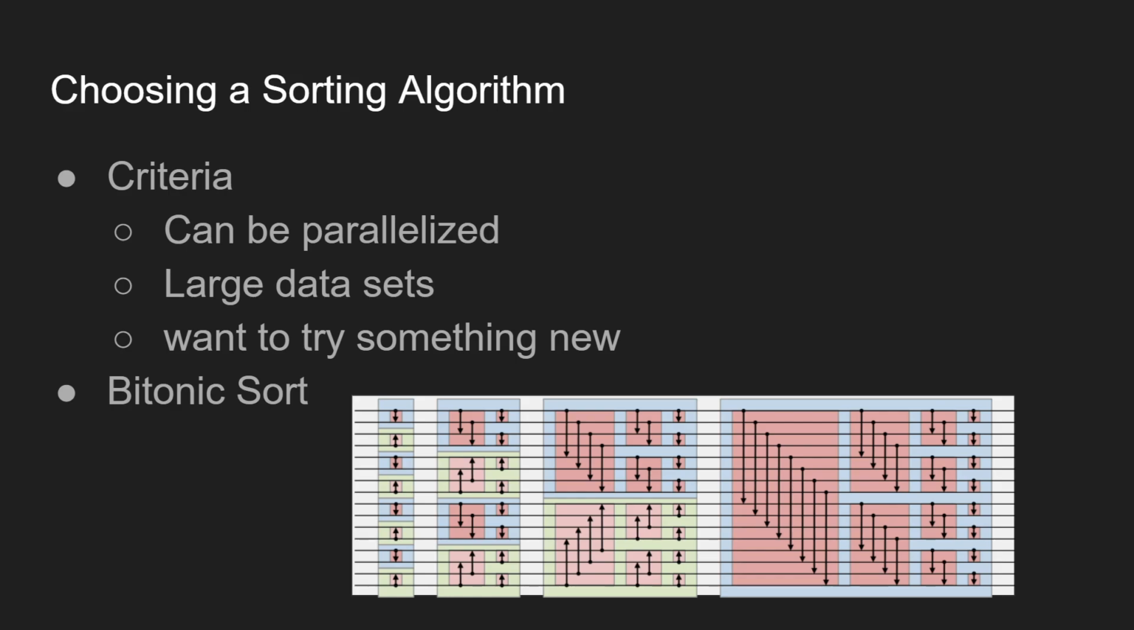All right, so I want to find a sorting algorithm, one that's good for parallelization, especially for large data sets, and I wanted to try something new. So I settled on this algorithm called the bitonic sort, and you'll see it's kind of a strange algorithm. It sorts half the stuff in ascending order, while the other half is in descending order.